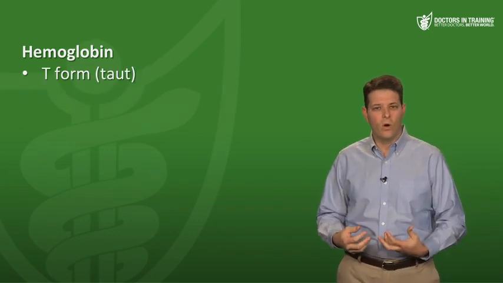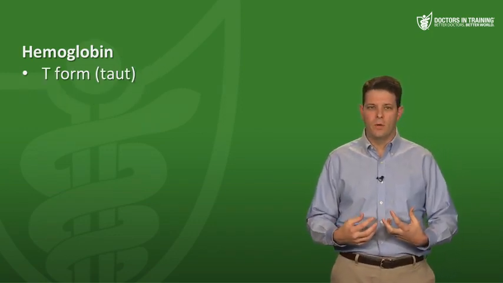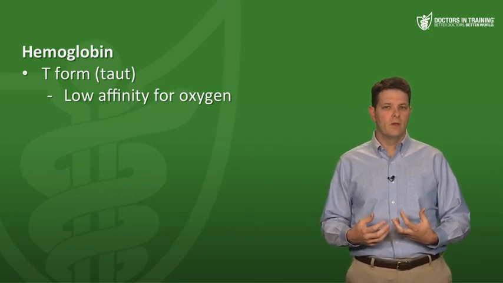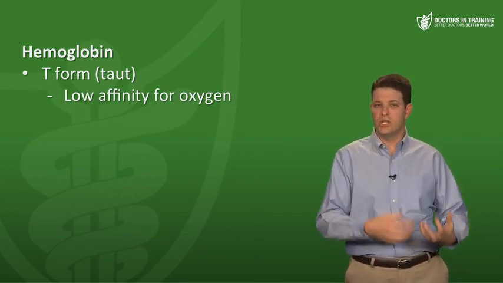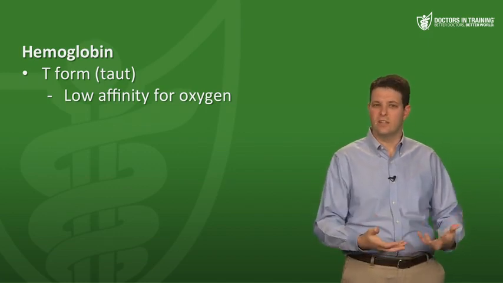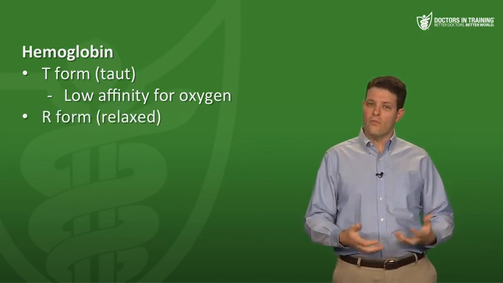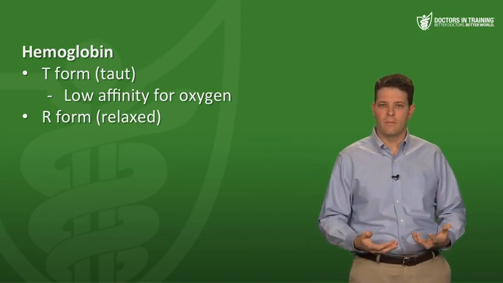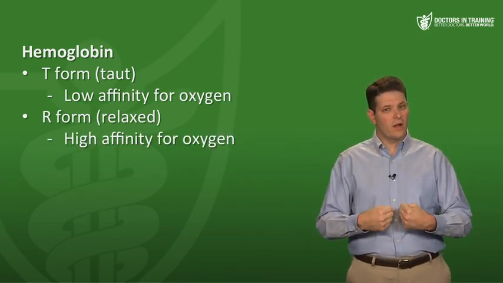There's a T form, or a taut form of hemoglobin, which has a low affinity for oxygen. So the T form favors tissues. It's going to give up its oxygen very readily so that the oxygen is released to the tissues. The R form of hemoglobin is the relaxed form, and it has a very high affinity for oxygen.